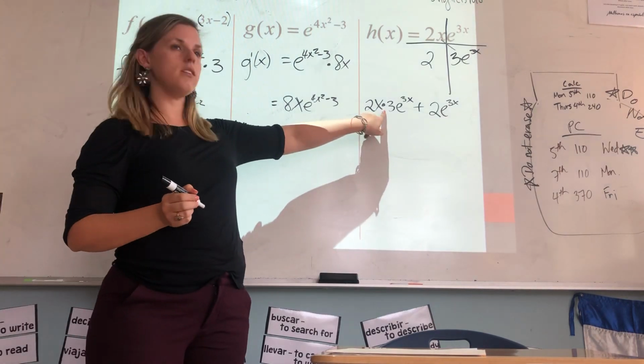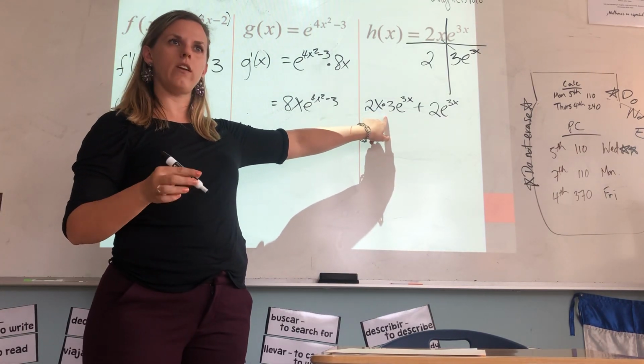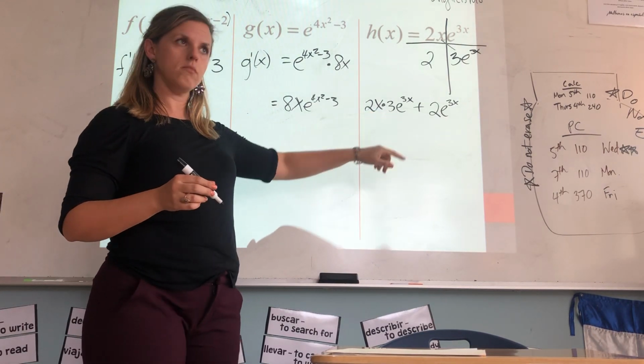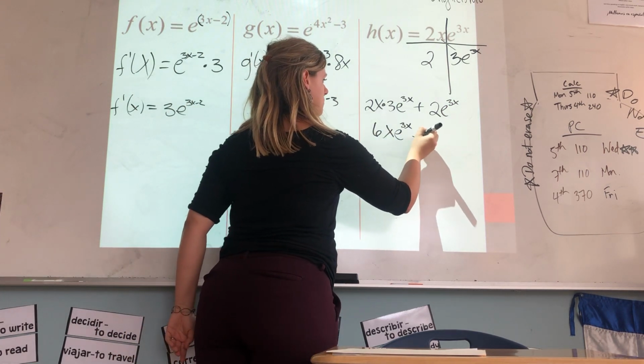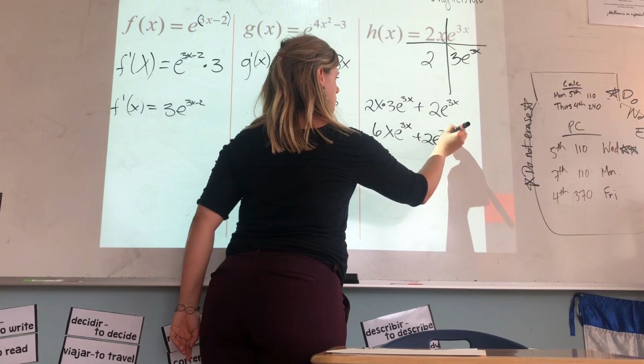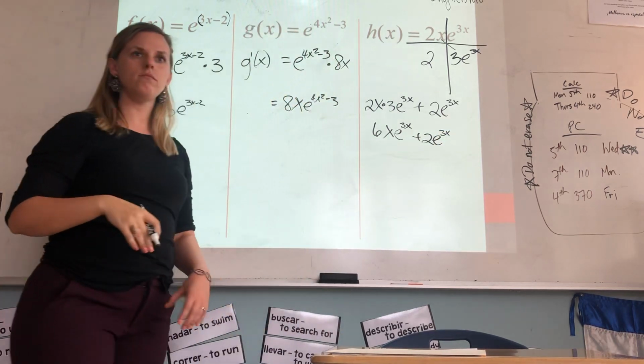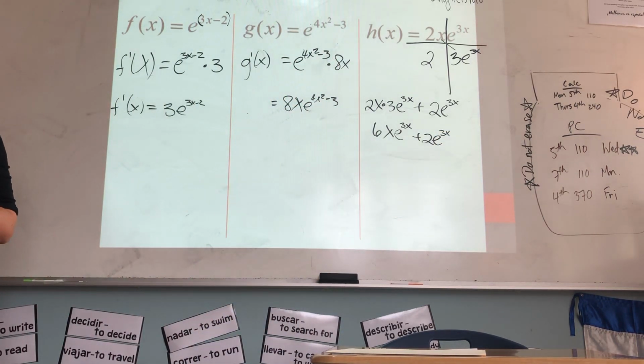I can simplify this. How should I rewrite this? Shout out. 6x. Yeah, 6x. That's it, good. Cool. So you just took the derivative of e with the product rule as your third example.